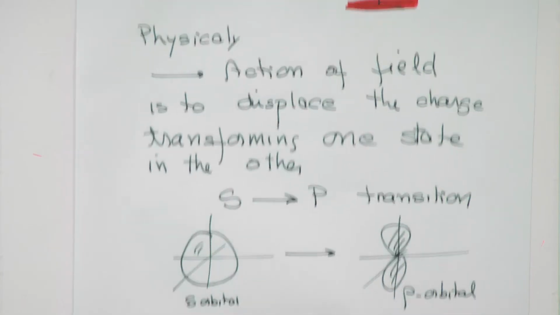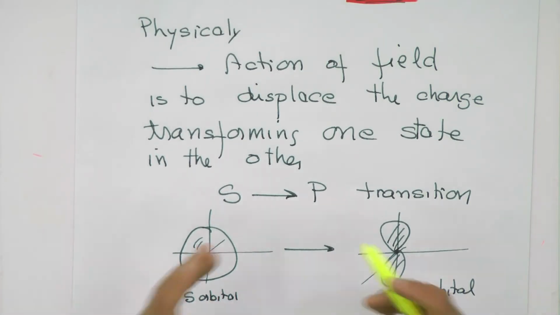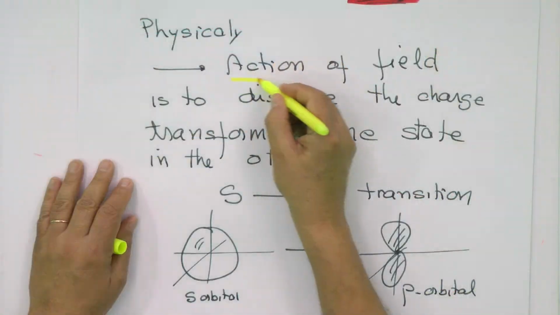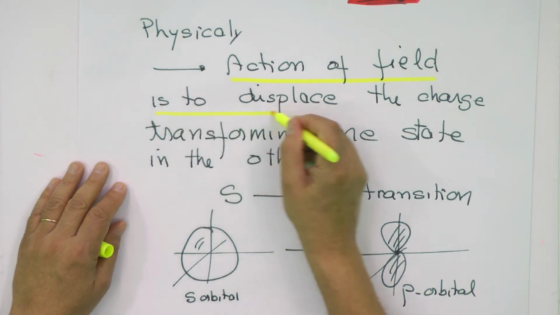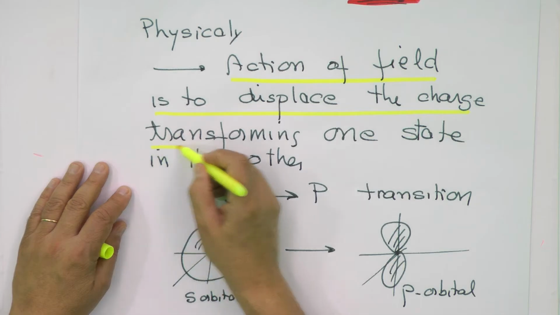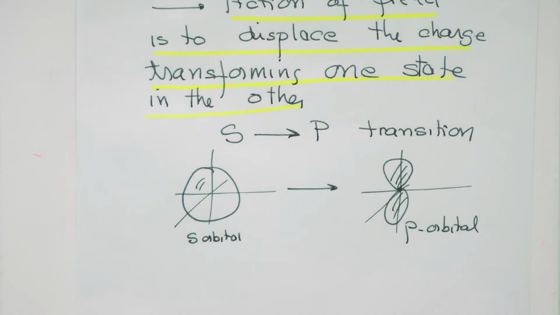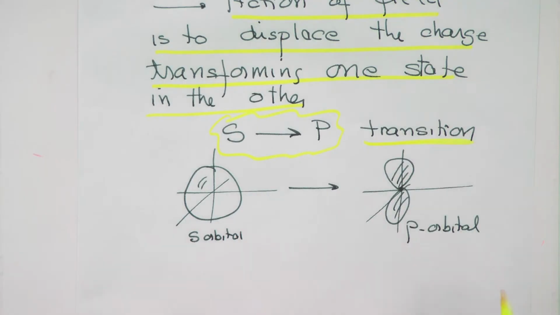Physically, of course, we can have an interpretation. It's easy, if you want to think physically, and I think you all want to think physically. We want to have intuition for what is happening. Physically speaking, the action of the electromagnetic field is responsible for the displacement of the charge, transforming one state into the other. I took as an example here the S to p transition. So let's consider the S to p transition, which is a strong transition. Anywhere you look, there must be some S to p transition.